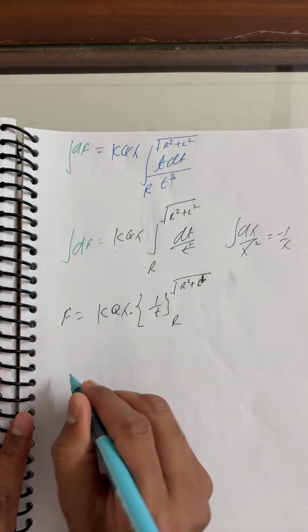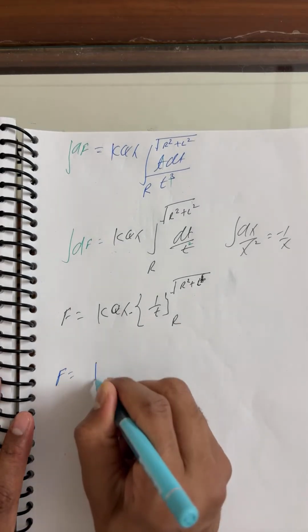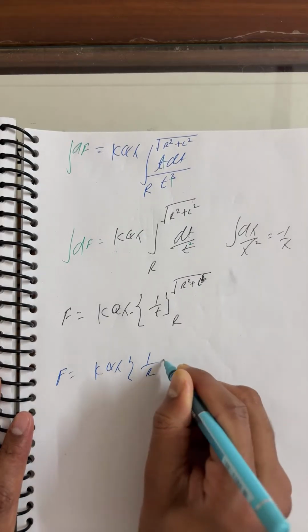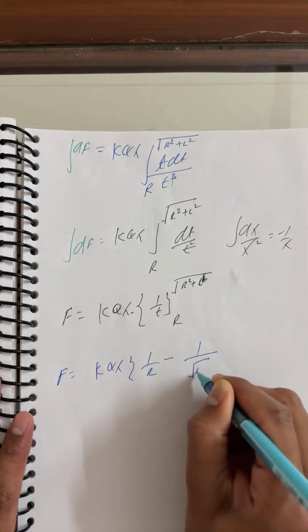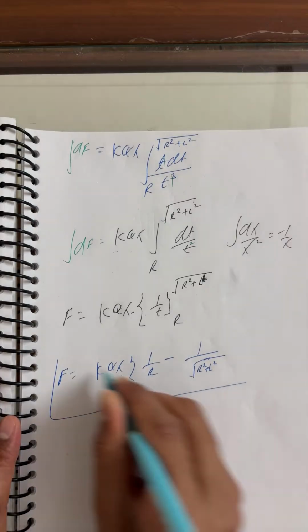So finally we take it right here. F is equal to, taking the minus out here, k q lambda into 1 upon r minus 1 upon root of r squared plus l squared.